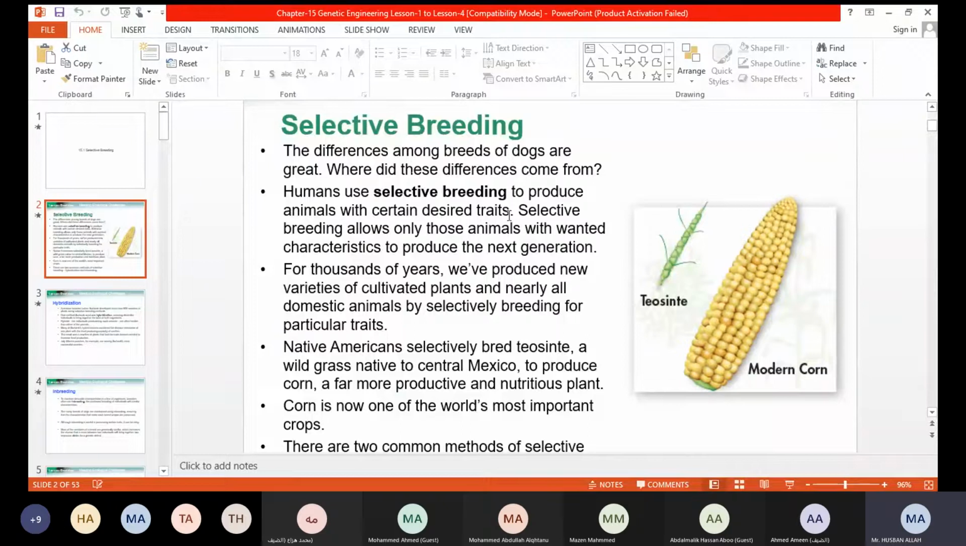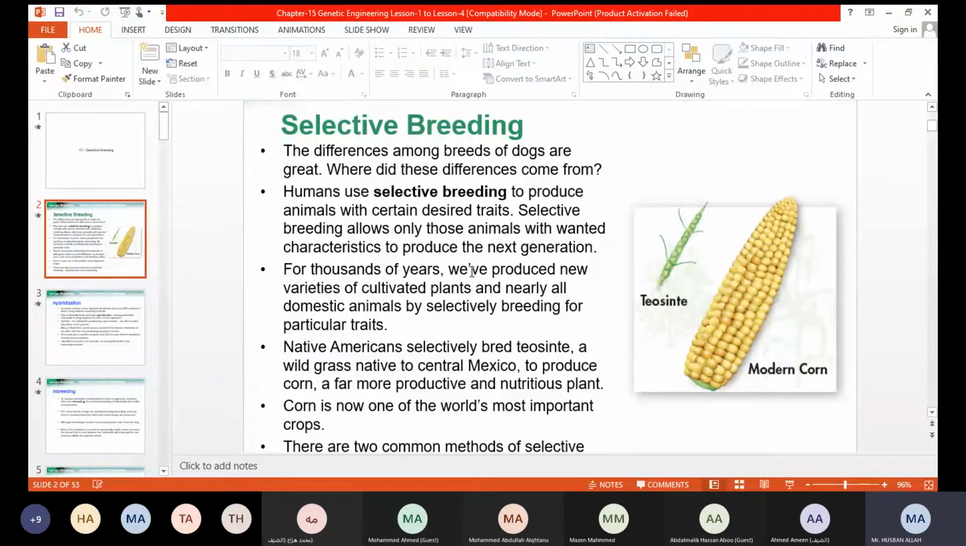Certain desired traits, the traits which you want to be there in the organism. Selective breeding allows only those animals with wanted characteristics to reproduce. So selective breeding is the breeding in which you select the trait, select the characteristic, so you get the next generation with the certain trait which you want. That is called selective breeding.